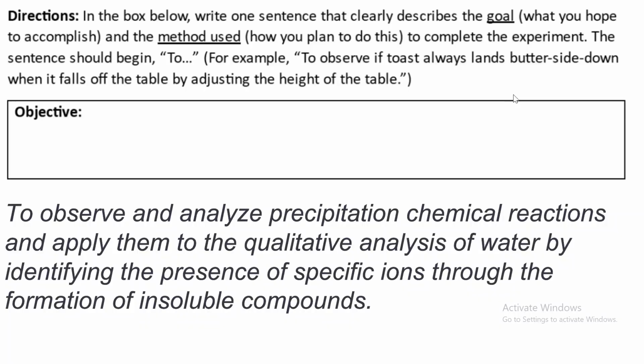Again, the objective is to observe and analyze precipitation chemical reactions and apply them to the qualitative analysis of water by identifying the presence of specific ions through the formation of insoluble compounds. Pause the video and write your objective, and we are going to go to the next section.